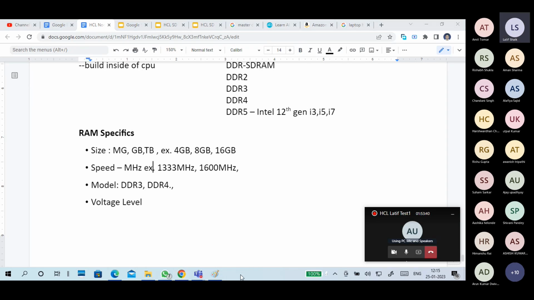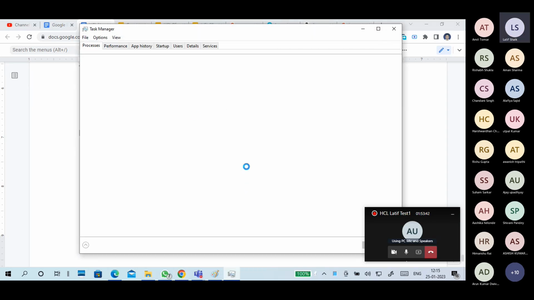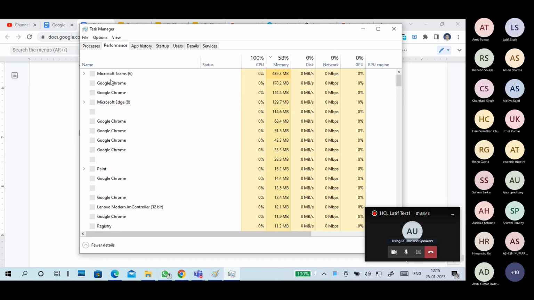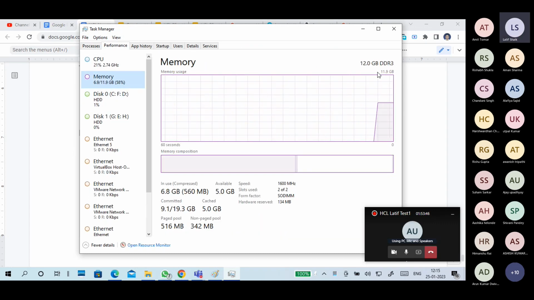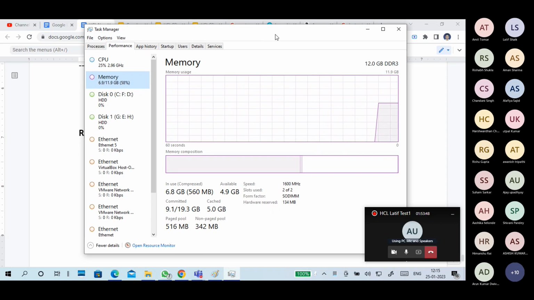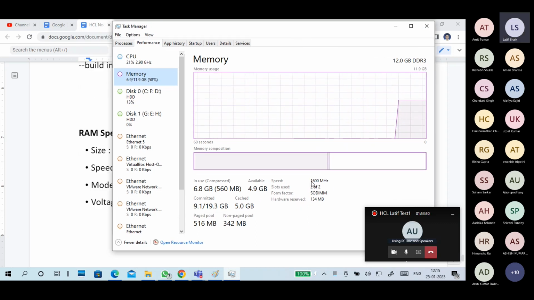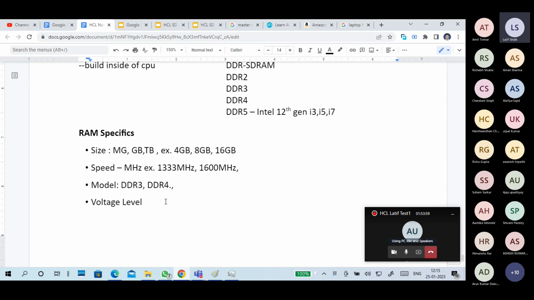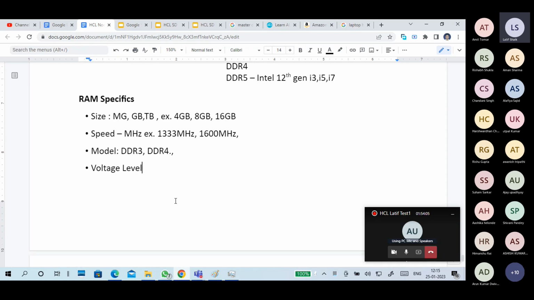And every RAM has a speed. My RAM is a DDR3 RAM, 12 GB, but the speed is 1600 megahertz. The model is DDR3, and the voltage levels are also there. If you look at the RAM specifications or physically inspect the RAM, you can see the voltage level, low voltage, high voltage. L means low voltage.